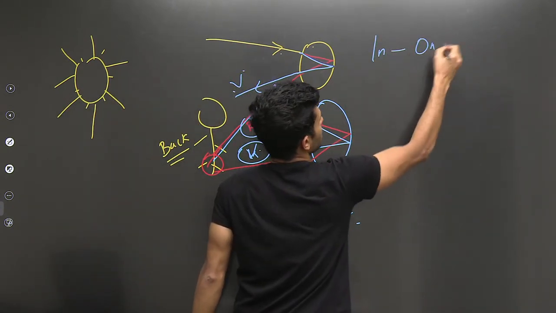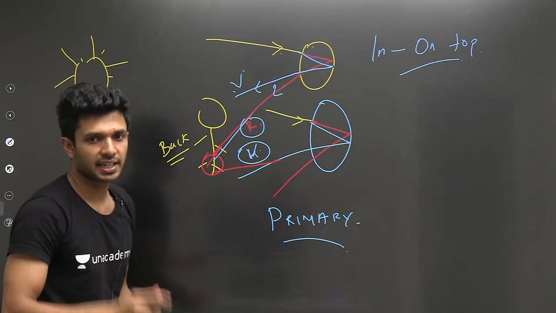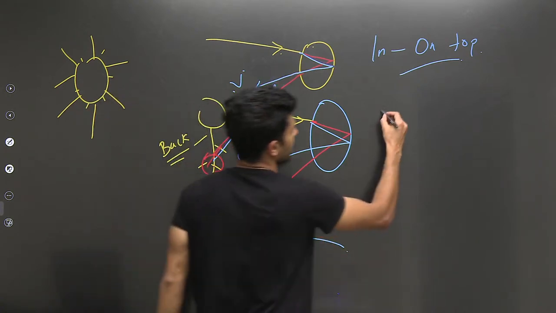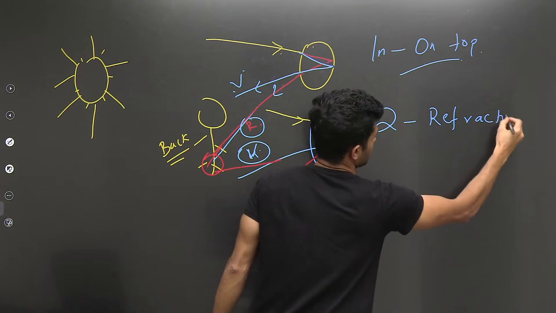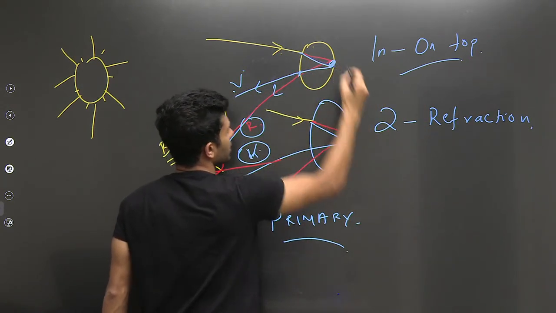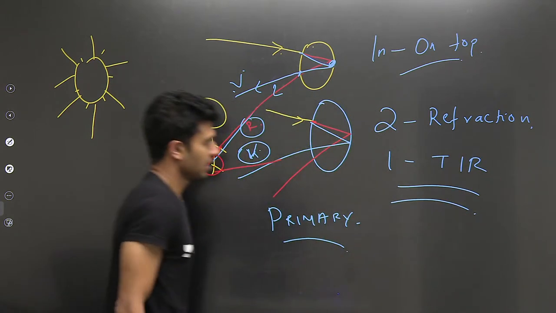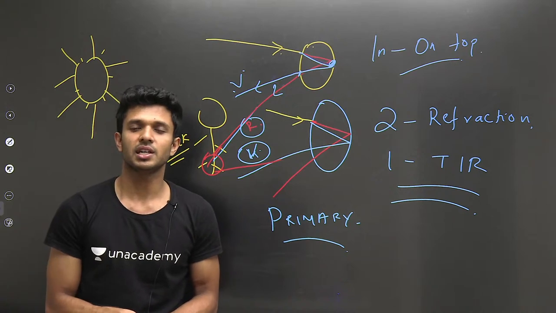Incident should be on top. The first condition to be satisfied. Next, how many refractions will it be undergoing? Look, it will be undergoing two refractions here and here, and one total internal reflection. So these are the conditions for having a primary rainbow.